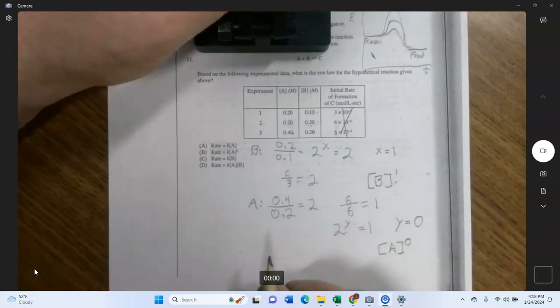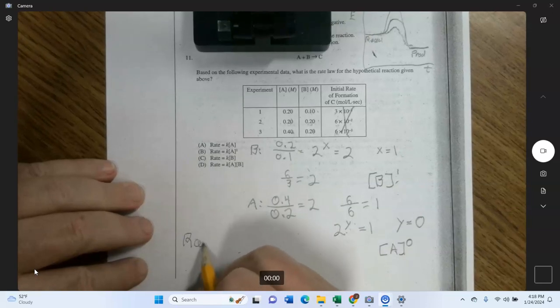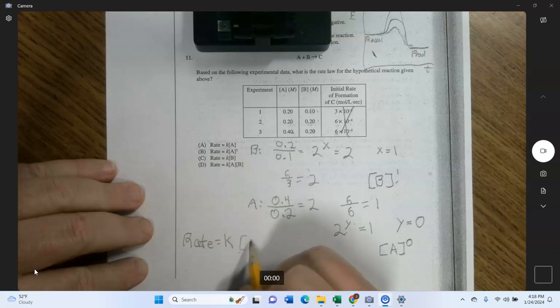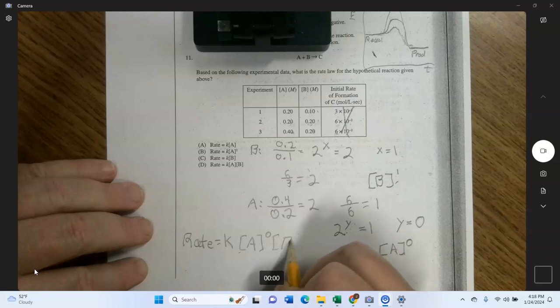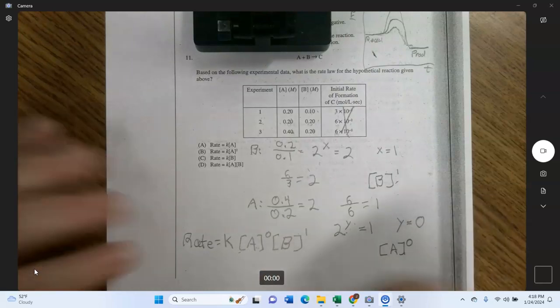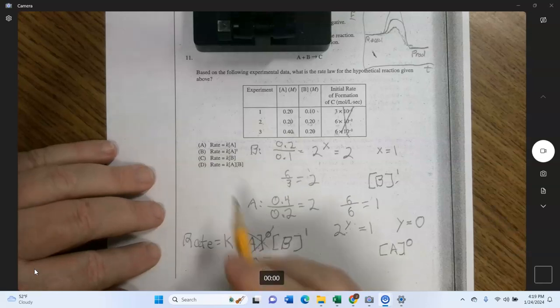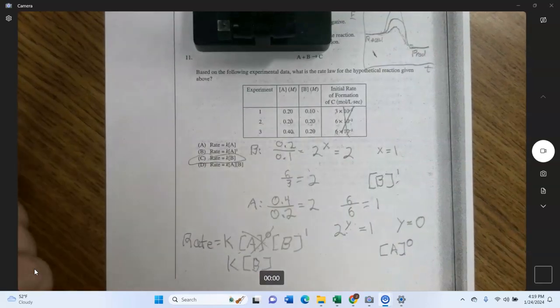Okay? So now if we write the rate law, it's going to look like this. Rate equals k times A to the 0 times B to the 1. Okay, so this just becomes a 1. So 1 times anything is just itself, so you can get rid of it, okay? So it's going to be k concentration of B, and that's the answer. That's answer C right there, okay?